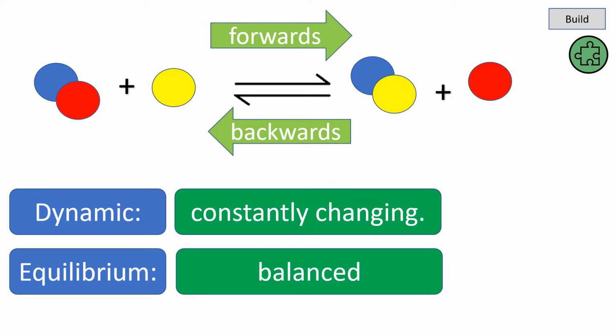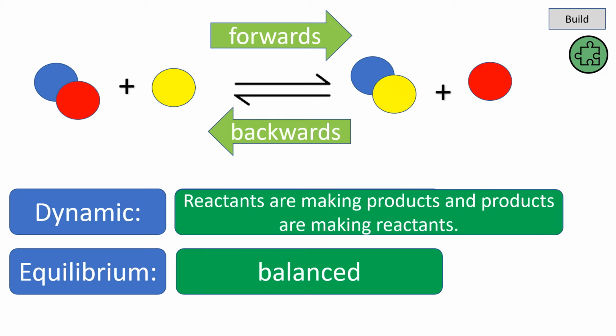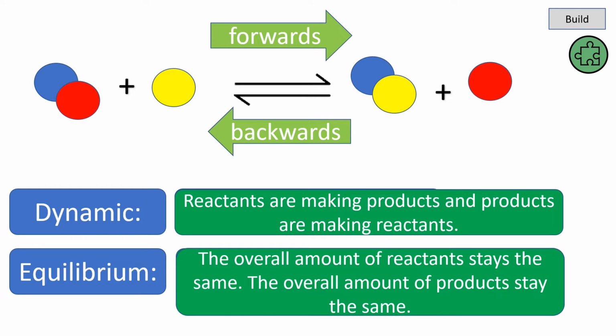So how is this reaction dynamic? Well, reactants are making products, and at the same time, products are making reactants. It's constantly changing, and so it's dynamic. But how is it balanced? How is it at equilibrium? Well, the thing to note is that the forward reaction is happening at the same rate as the backwards reaction. So just as reactants are making products, the products are also making reactants at exactly the same rate. And so overall, we have a balance.